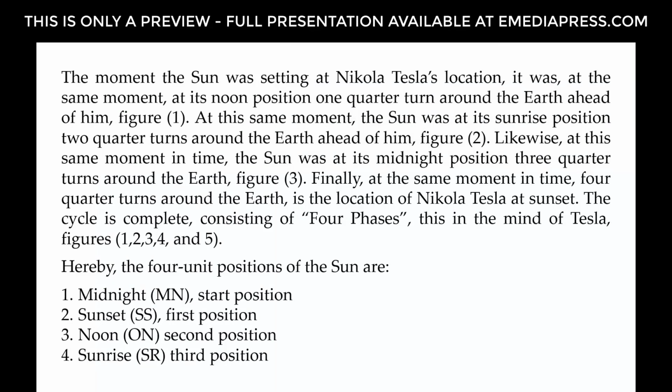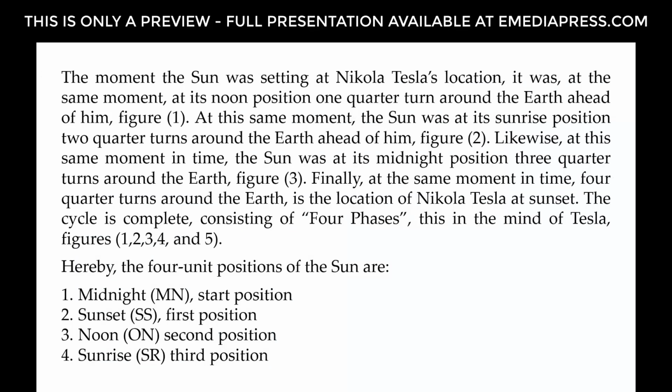The moment the sun was setting at Nikola Tesla's location, it was, at the exact same moment, at its noon position, 1/4 turn around the Earth ahead of him. At the same moment, the sun was at its sunrise position, 2/4 turns around the Earth ahead of him. Likewise, at this same moment in time, the sun was at its midnight position, 3/4 turns around the Earth. And finally, at the same moment in time, 4/4 turns around the Earth is the location of Nikola Tesla at sunset. The cycle is complete, consisting of 4 phases. This is where the 4-phase idea begins.